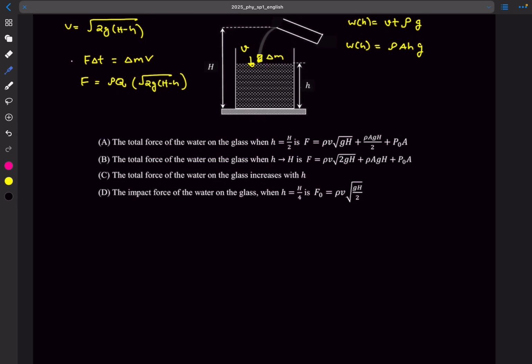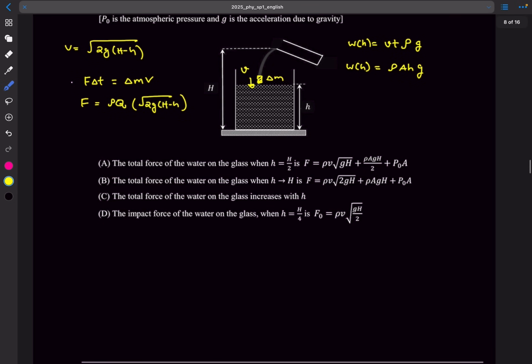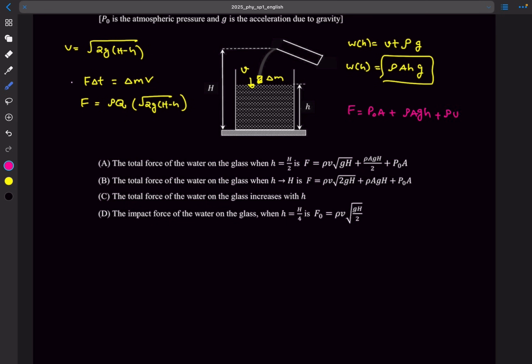Other than this, of course, we'll also have the atmospheric pressure force acting at the bottom. Now the reason we are not considering the rho g h separately is because that rho g h was itself because of the weight of the fluid above, so we are already including it in this particular term. So the net force will be just P naught A, which is the atmospheric pressure force, plus rho A g h, plus this rho Q, which I'm writing as V again, times square root of 2g(H minus h). Okay, so this will be the force exerted on the bottom of the container.